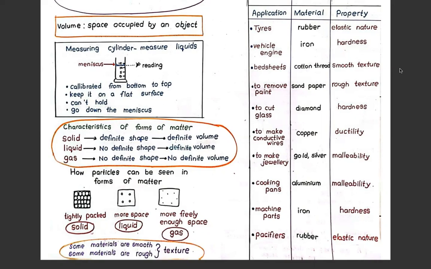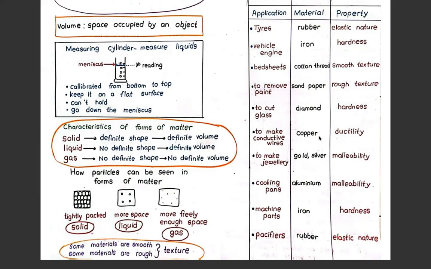And to remove paint, we need sandpaper. Why do we use sandpaper to remove paint? Because of the rough texture. To cut glasses, we need diamond, a hard solid material. So why do we use diamond? Because of hardness. To make conductive wires, we use copper because of ductility.